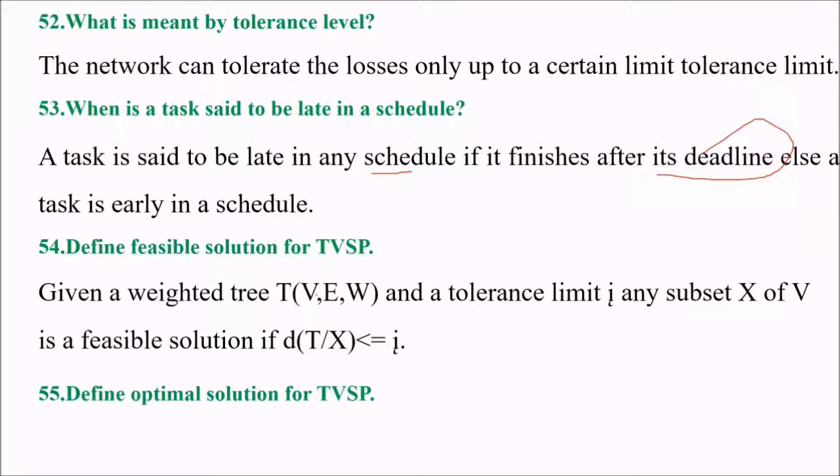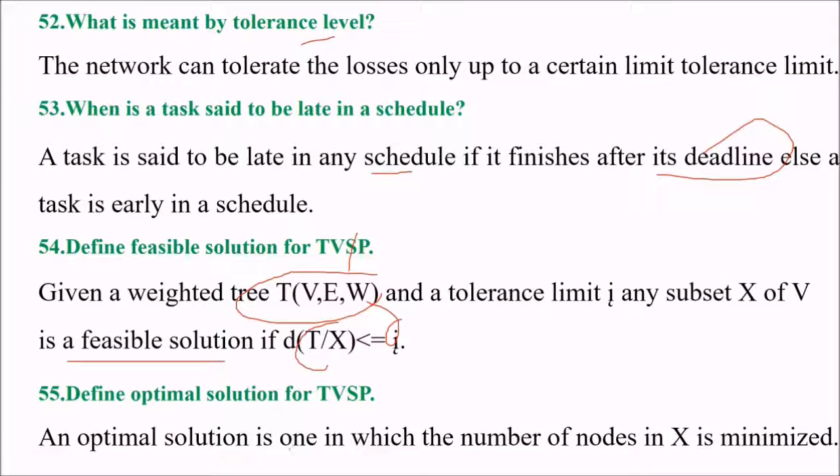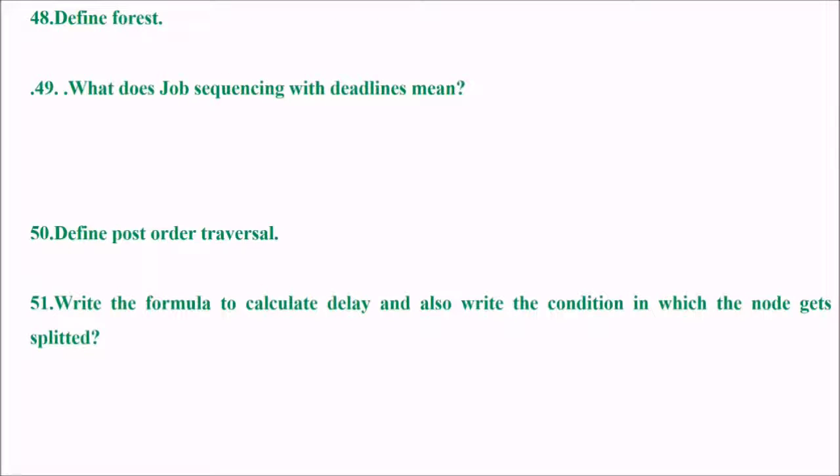Given a weighted tree, we have already seen this tree, vertex, edge, and weight, and we have a tolerance limit. So any subset X of V is giving a feasible solution if d(T/X) is less than or equal to this tolerance limit I. Define optimal solution for TVSP. An optimal solution is one in which the number of nodes of X is minimized.